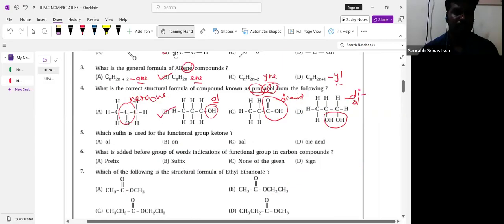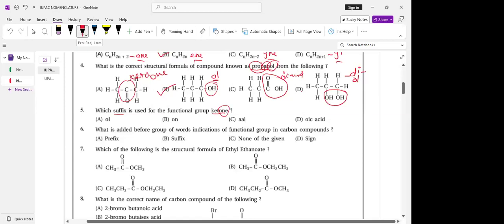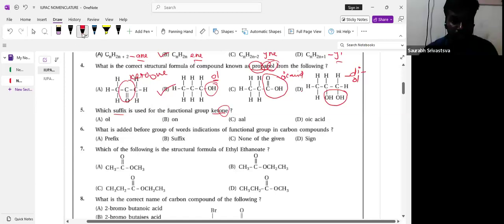Next. What is the suffix for ketone? The name itself has ONE. Correct? Actually, in most cases they will ask not ON, but ONE. So wherever ONE they ask, if it is OL it means alcohol, and ONE means ketone, and instead of double A, a single AL means aldehyde.